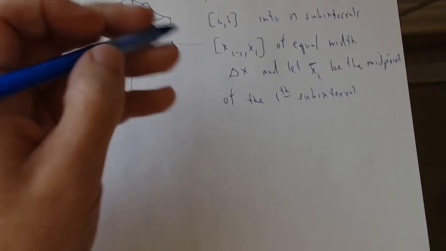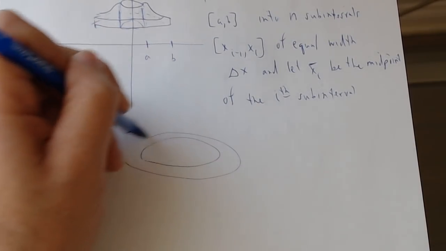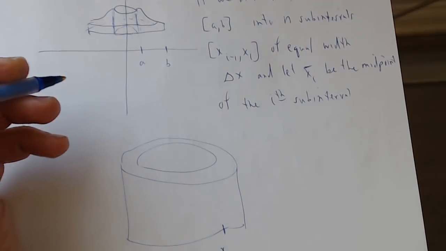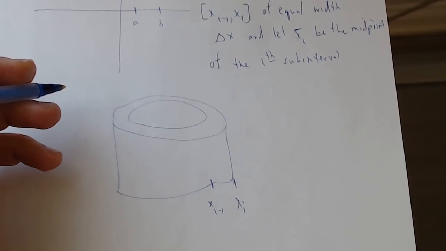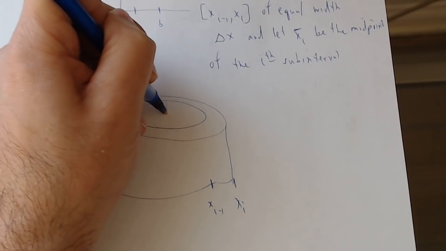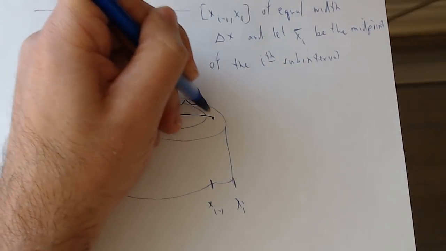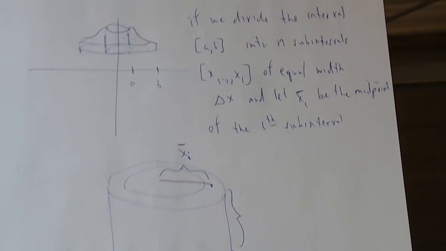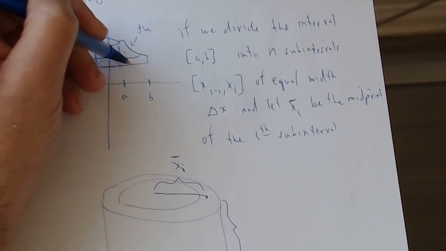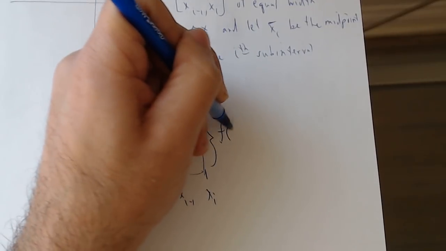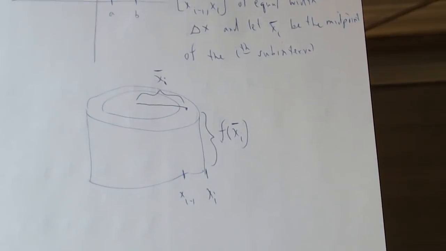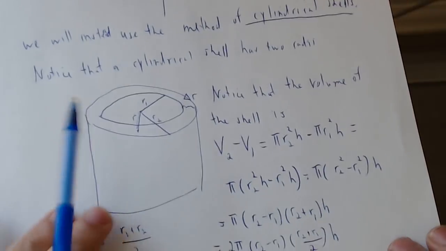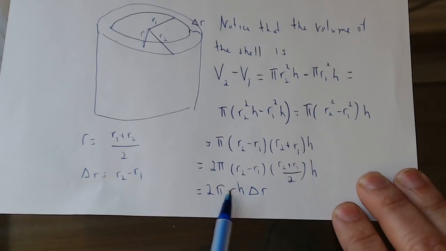So here's kind of what we're doing. Going back to our shell, we're saying, look, here's our shell, and this shell is created where this is my x sub i minus 1 value, and this is the x sub i value, and then we have this length as x sub i bar. And the height, how am I going to find the height? Well, this function is going to be given to us. So to find the height of the shell, this is just going to be f of x sub i bar. So then how would I find the volume of this? Using the equation that we came up with, what do I need? I need 2 pi r, the radius, the height, and delta r.